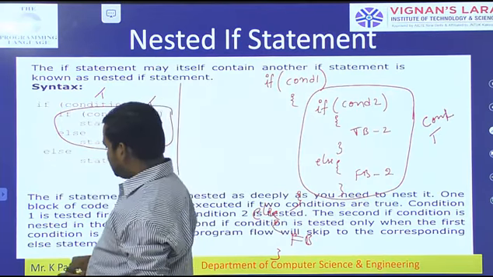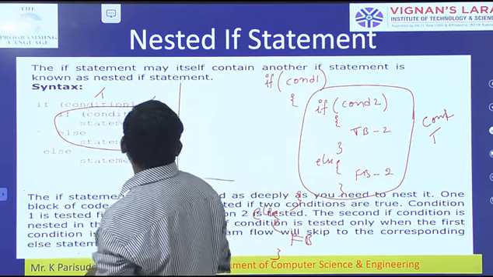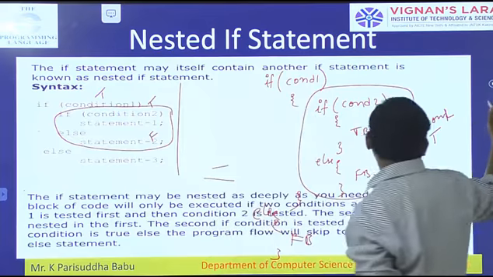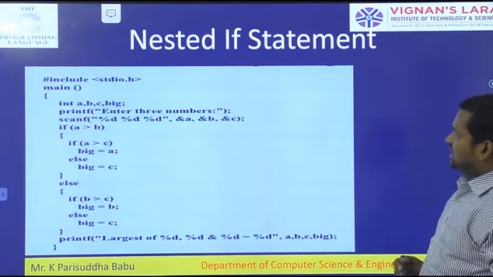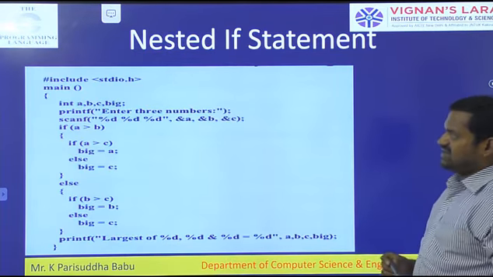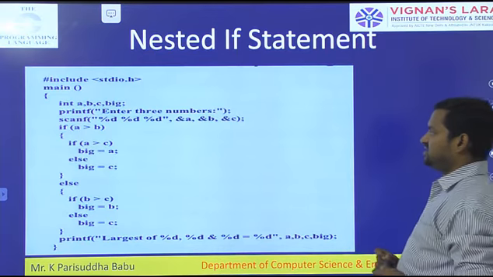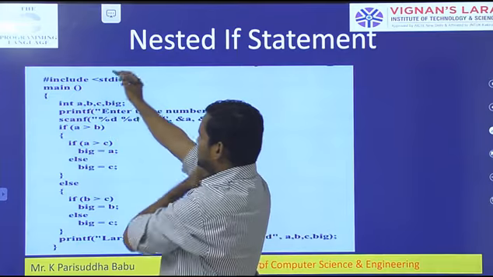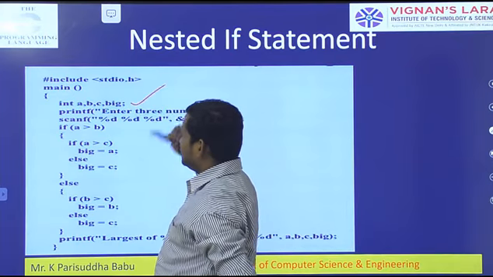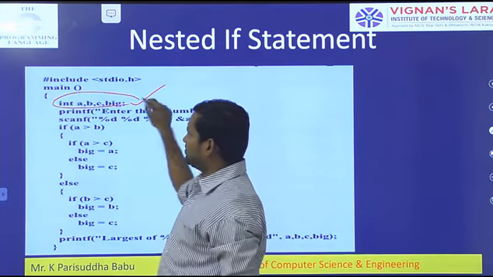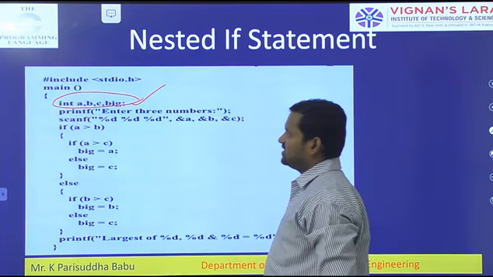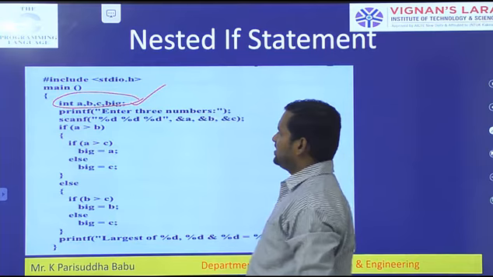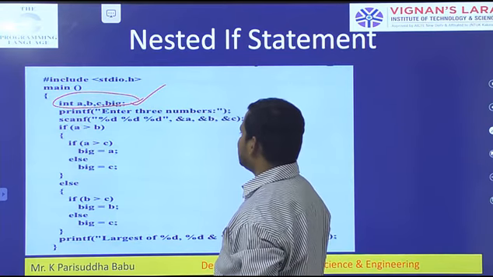Now we have to move to the nested if statement example. Int a, b, c, big. So a, b, c values and the big value, four variables have to be declared as integers. So printf: enter three numbers.